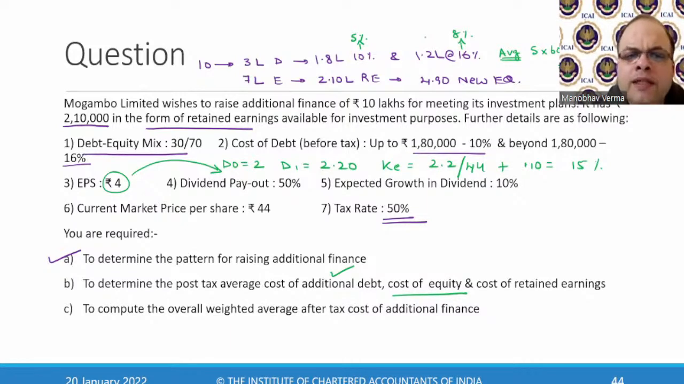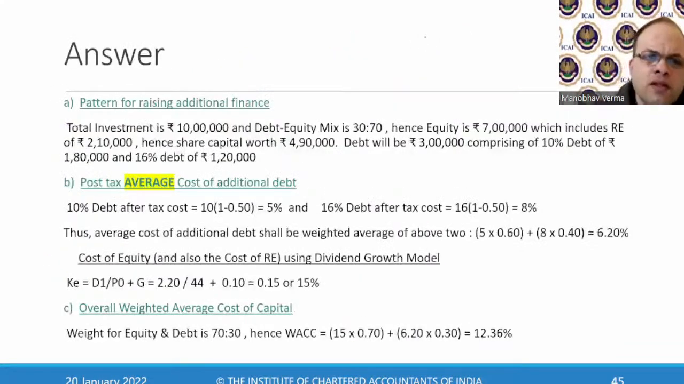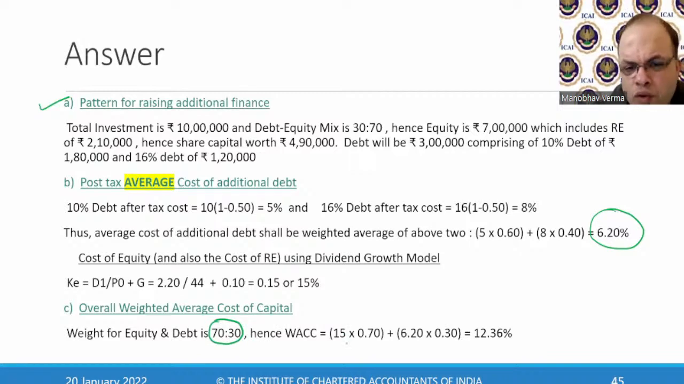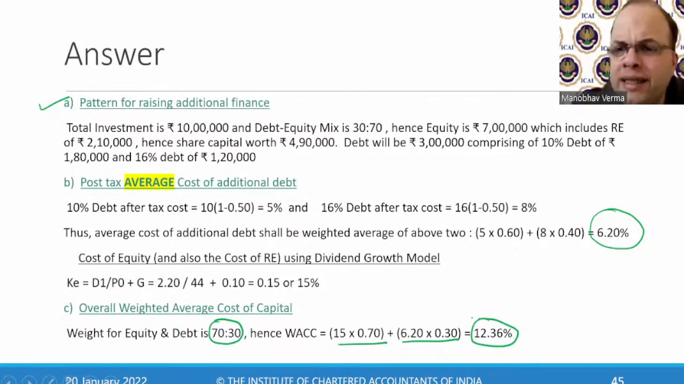So now the last step is to compute the overall weighted average after tax cost of additional finance. So we have calculated our pattern here. Average cost, you all told me 6.2%. The only thing left to solve was my weighted average cost. That was known to us, 70 to 30, guys. So 15 into 70% plus 6.2 into 30%. So we're getting 12.36 here.